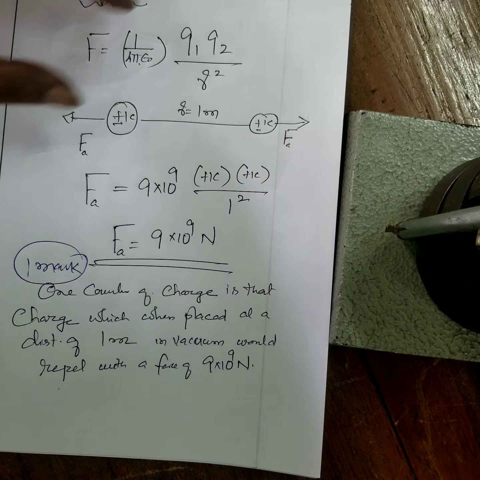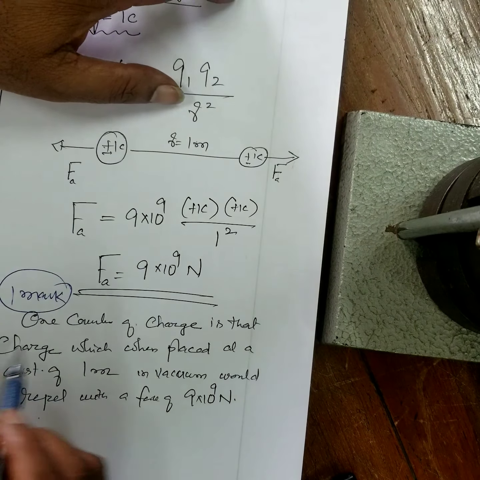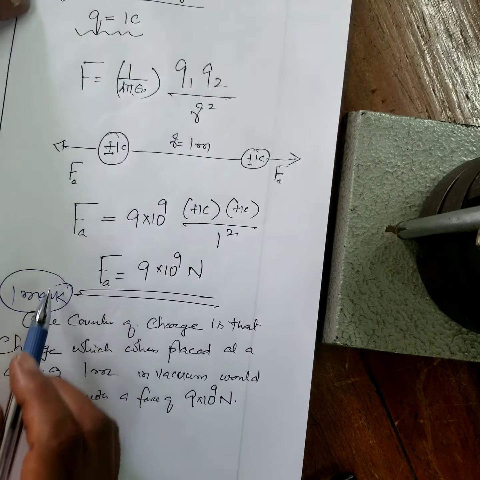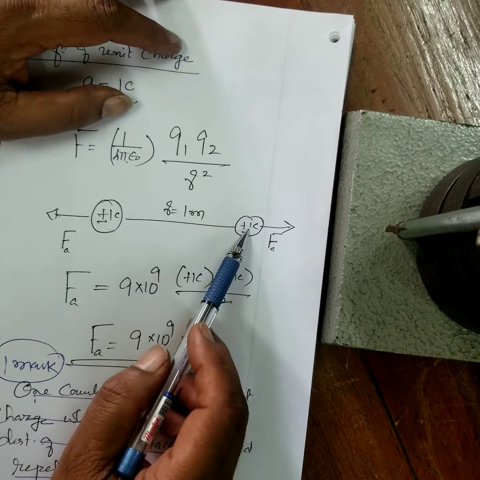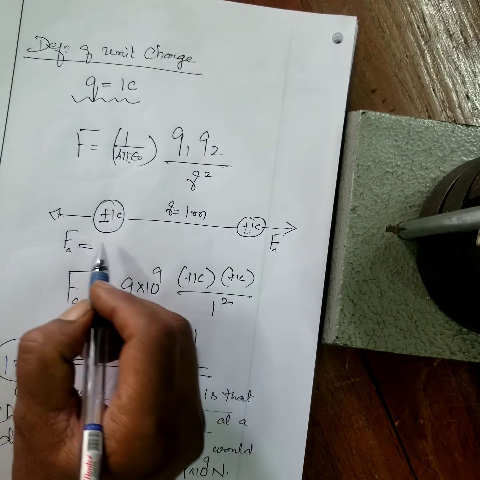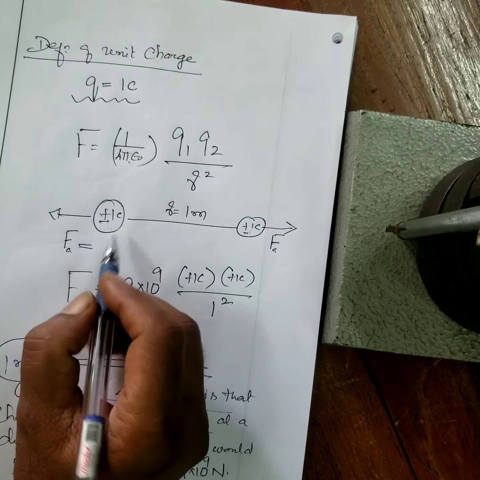Okay? Therefore, these definitions they often keep asking you, right? Students know, but they cannot write it properly. They may understand, but they have to write the same words. Two identical charges of 1 coulomb kept at a distance of 1 meter would repel with the force of 9 into 10 to the power of 9 Newton in air or vacuum. Is it clear?